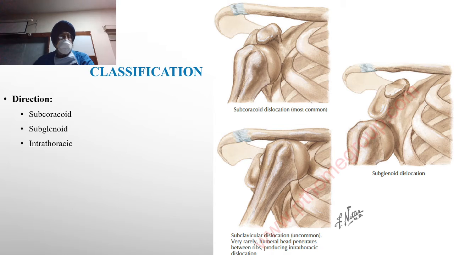Then according to the direction of the head, that is subcoracoid, subglenoid, and intrathoracic. So this is the subcoracoid dislocation, this is the subglenoid, and this is the subclavicular dislocation. This is an uncommon one.